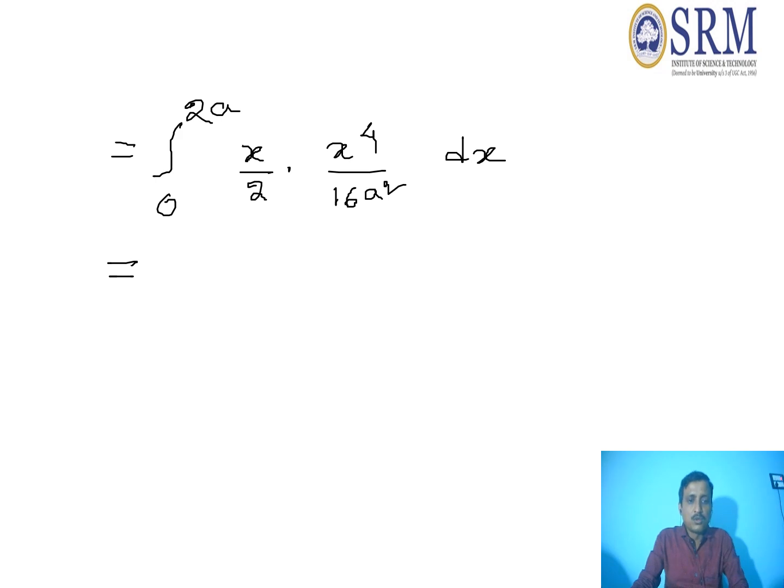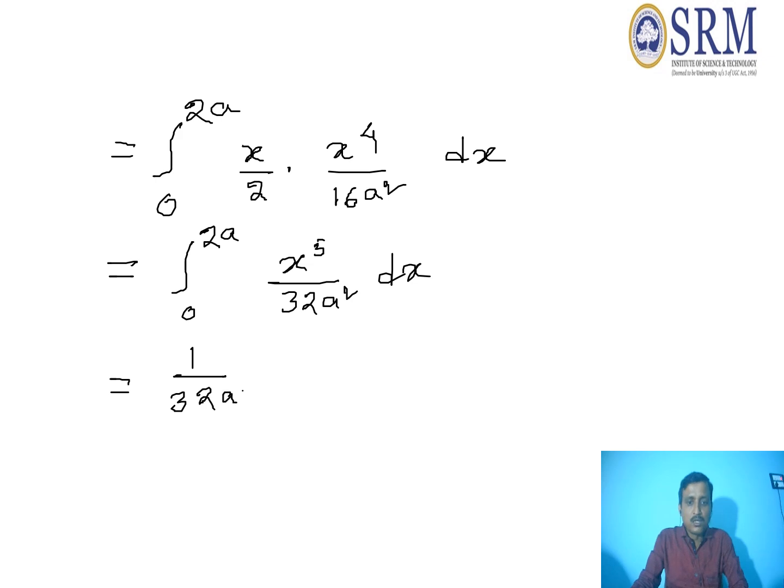So now you write it again to simplify it. It is x to the power 5 divided by 32 a square, dx. So 1 by 32 a square you can take outside because it is a constant, and now you can easily do the integration with respect to x. It is x to the power 5, so that means you are getting x to the power 6 by 6. And what is the limit for x? Actually x is equal to 0 to x is equal to 2a.